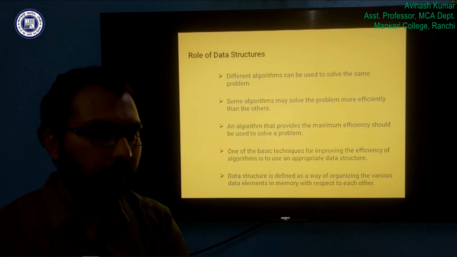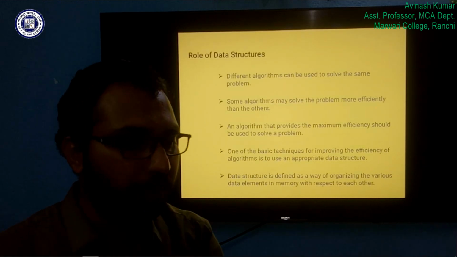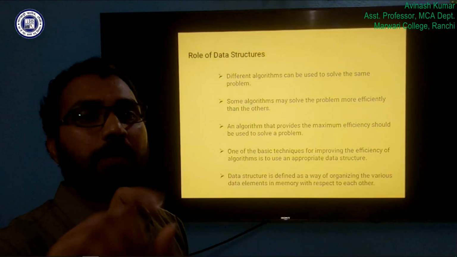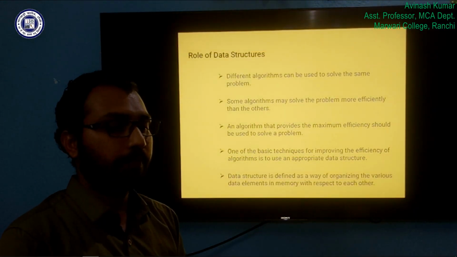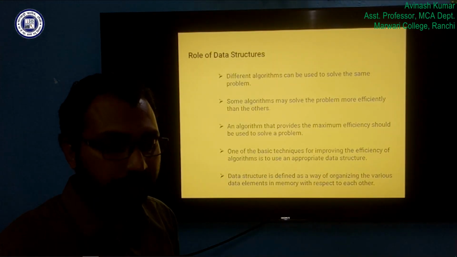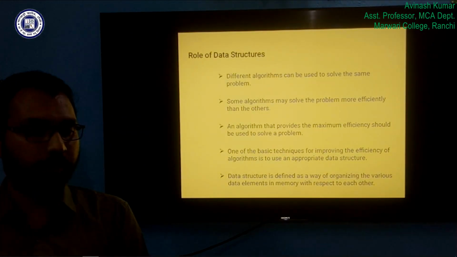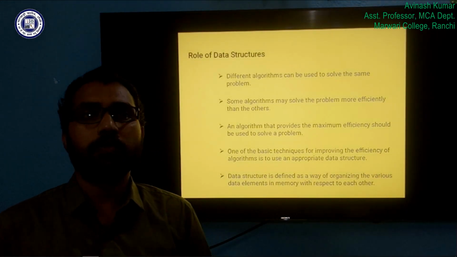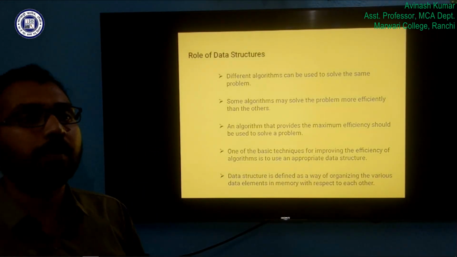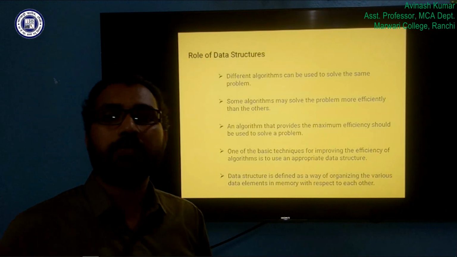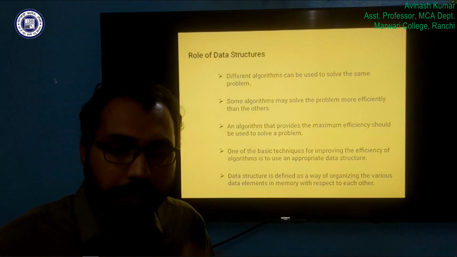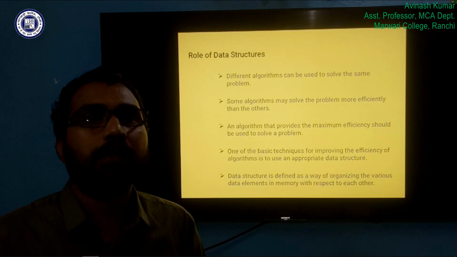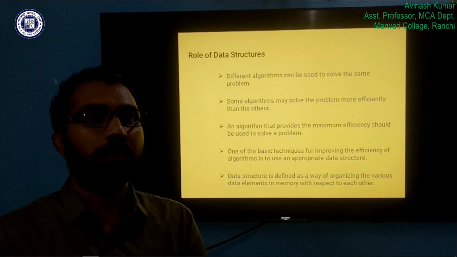Hence, an algorithm that provides the maximum efficiency should be used to solve the problem. And one of the basic techniques for improving the efficiency of an algorithm is to use an appropriate data structure. So what type of problem do we have? How are we going to solve the problem? It completely depends on the technique, on the method that is applied to solve the problem.